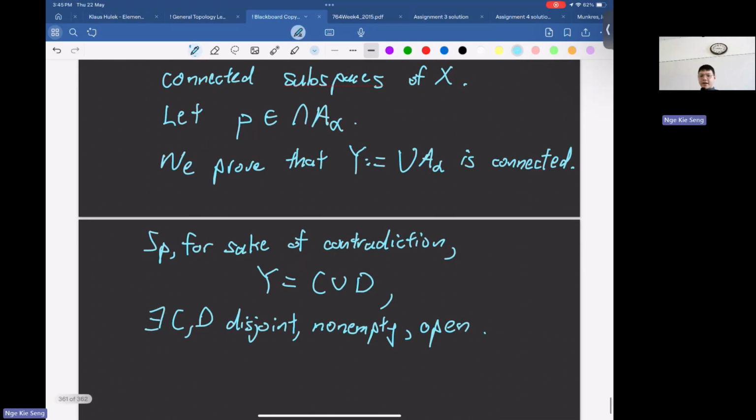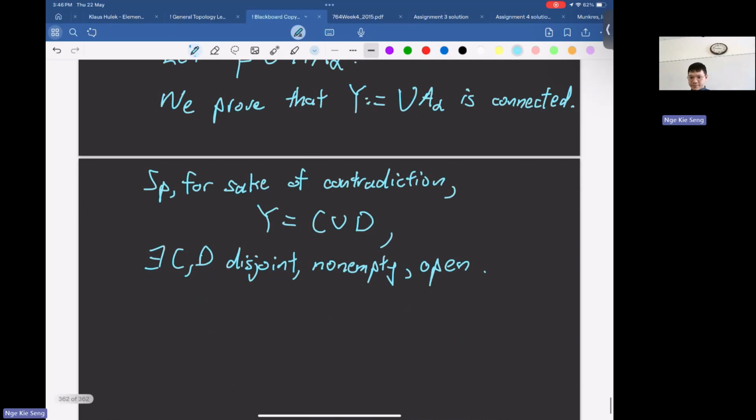Okay, so since this is a separation, you could ask a question: where does P have to be? P is a point inside the intersection. Obviously, it's in the union. But this is a separation, so where should this P live? Because these two sets are disjoint, you cannot say that P lives in the intersection. So it must live in either one of them.